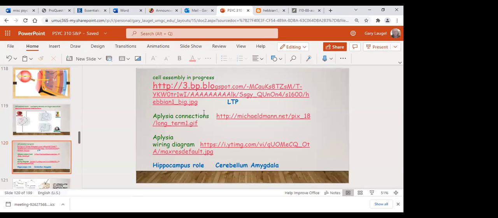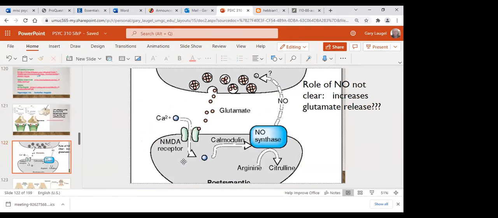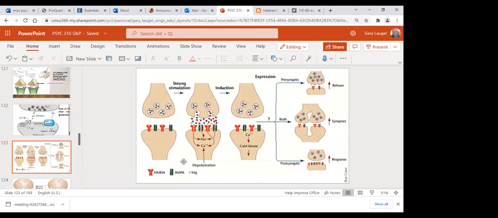And so what seems to happen is that long-term potentiation involves something called upregulation, which means that the neurotransmitters are becoming more effective. There's a whole bunch of chemistry involved here. The neurotransmitter is glutamate, but there are other events and other chemicals that are involved.